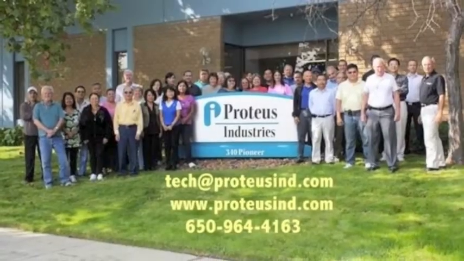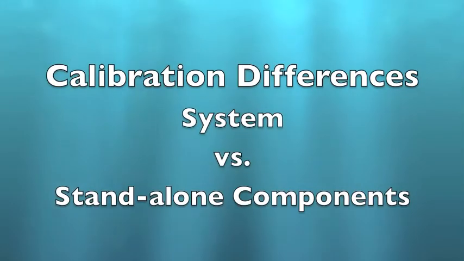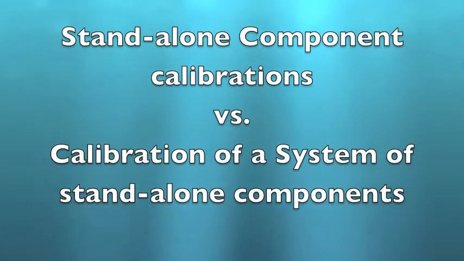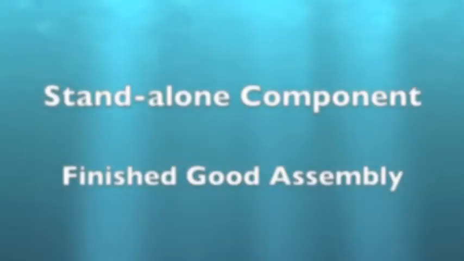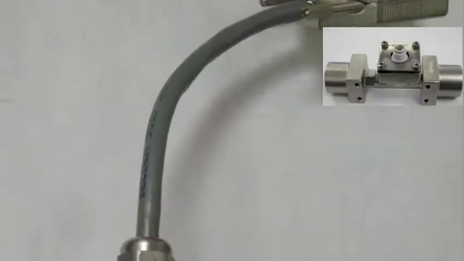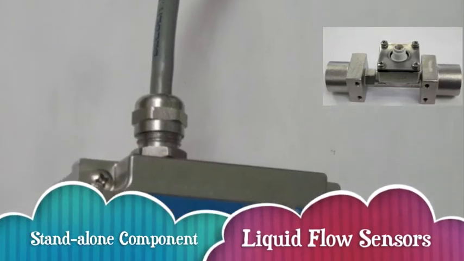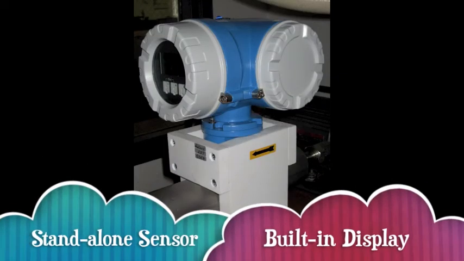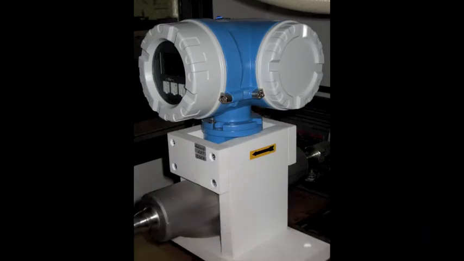Let's review the differences in calibrations for systems and standalone components. We need to understand the difference between standalone component calibrations and the calibration of a system of standalone components. A standalone component is a finished good assembly. Here are some examples: a V7000 sensor, an 8000 sensor, and a Coriolis meter with a built-in display.